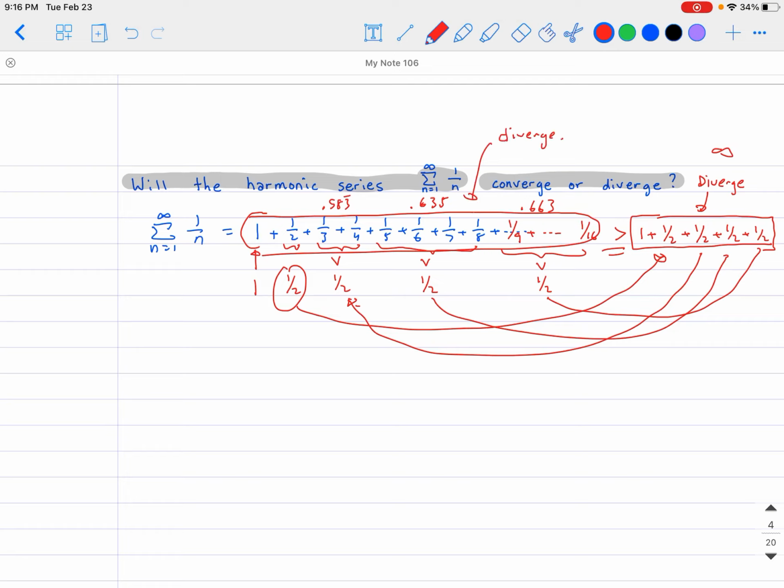Remember, this is what we call the comparison test back in the last section. So in conclusion, the summation of n equals 1 to infinity of 1/n is going to be divergent.